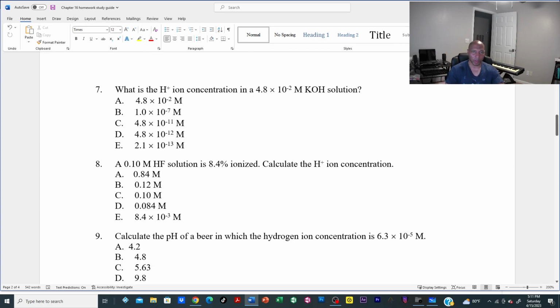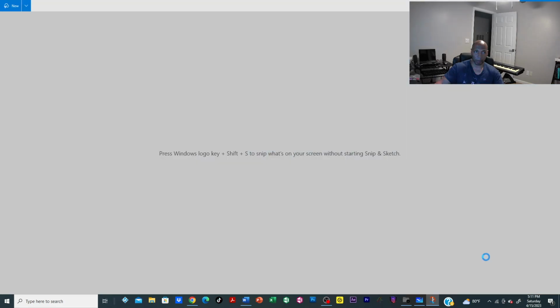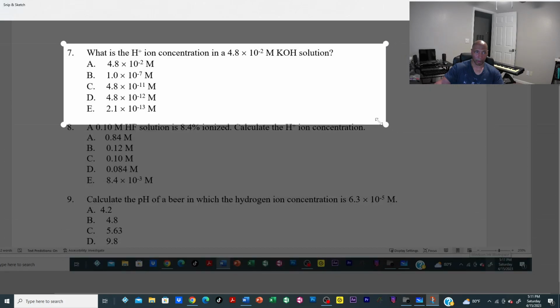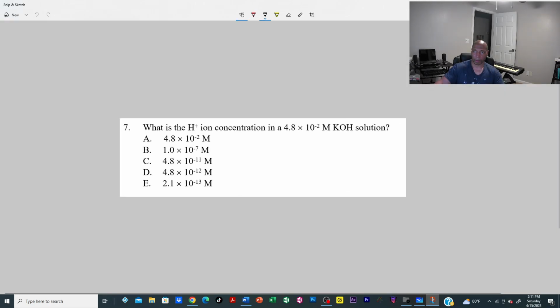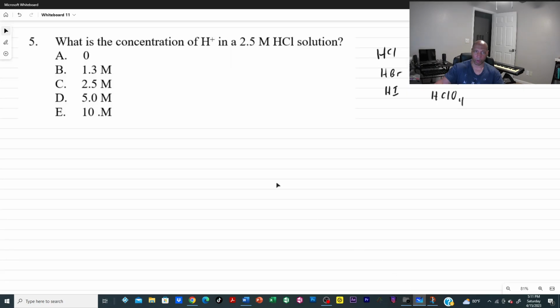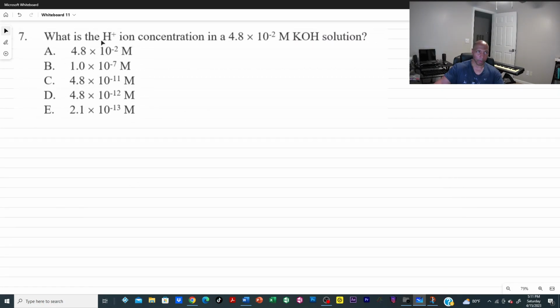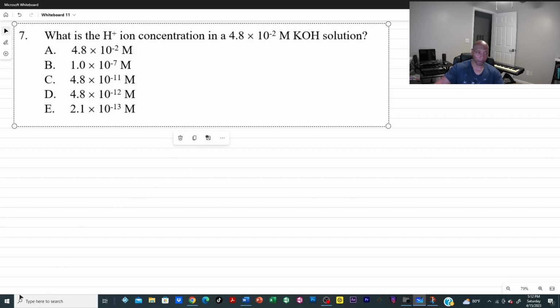So number 7, what is the H plus concentration of a 4.8 times 10 to the negative 2 molar potassium hydroxide solution? Okay. Now this one, I guess I do need to snip this bad boy. Copy, and then I'll go to my whiteboard. Now, why don't I clear this? Then I'm going to hit paste. This time, I'm going to pull up the calculator on my computer, just so you guys can see how I'm inputting the numbers. I should have done this before.